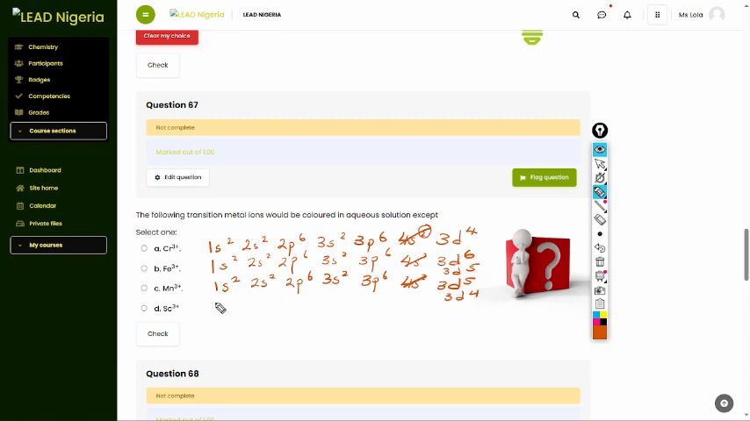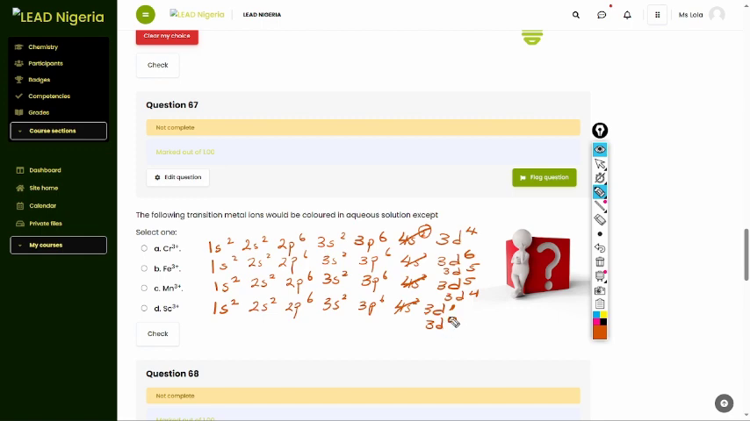Now for scandium, scandium is the 21st element. So the configuration looks like this: 2p6, 3s2, 3p6, 4s2, and 3d1. So this is 21. Now when scandium loses 3 electrons, it loses the 2 from 4s and the 1 from 3d. So there is no electron in the 3d orbital.